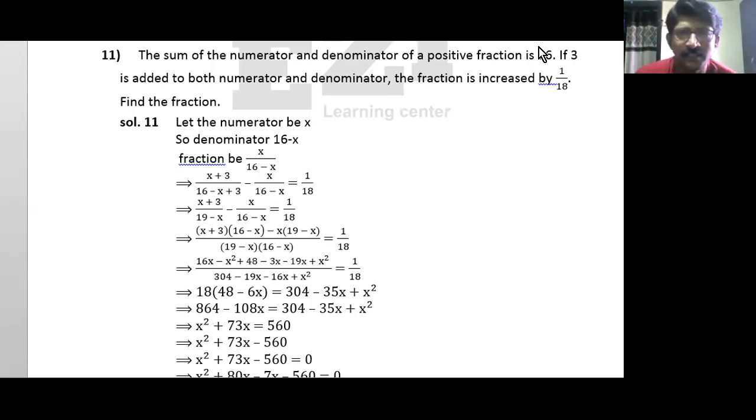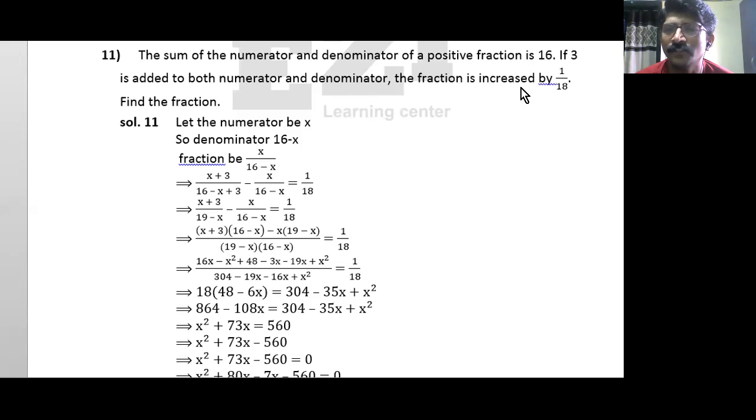If 3 is added to both numerator and denominator, the fraction was x upon 16 minus x. Now if you add 3 to both the numerator and the denominator, the new fraction will become x plus 3 upon 16 minus x plus 3. I'm so sorry, not 13, 19 minus x. Got it? If you add 3 to both numerator and denominator, the fraction is increased by 1 upon 18.